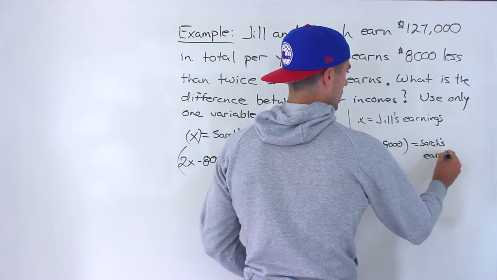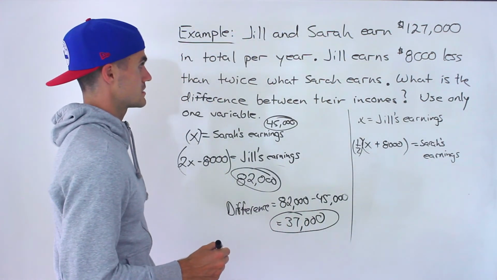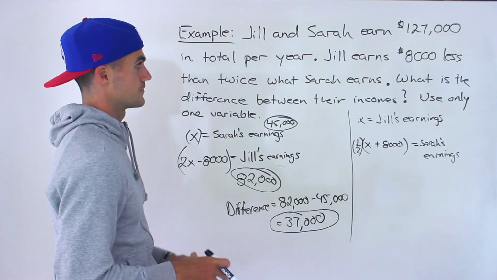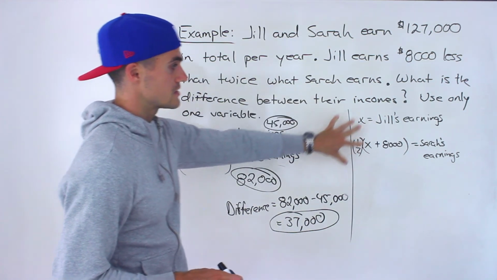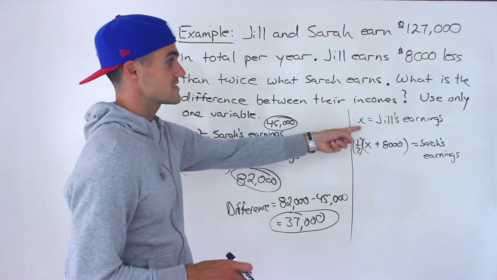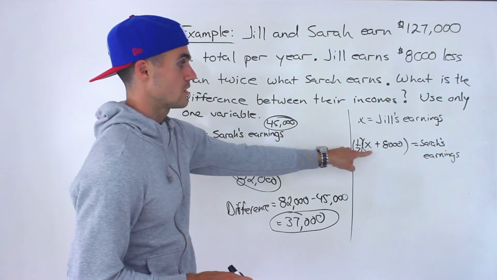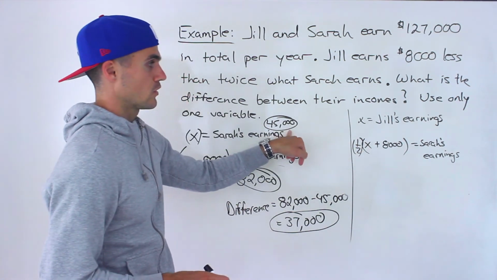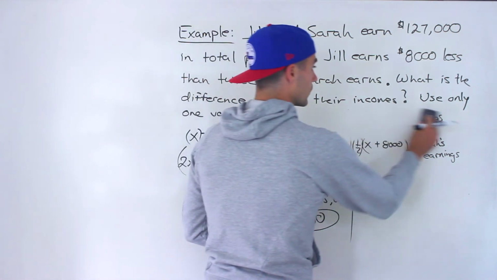So I don't recommend going in that direction. Jill earns 8,000 less than twice what Sarah earns. So it's easier to let x equal what Sarah earns. But nevertheless, if you did do this and you added these two, made it equal to 127,000, the x value you would get would be the 82,000. And then you'd plug in 82,000 here to get the 45,000 for Sarah's earnings. Again, I don't recommend going that route.